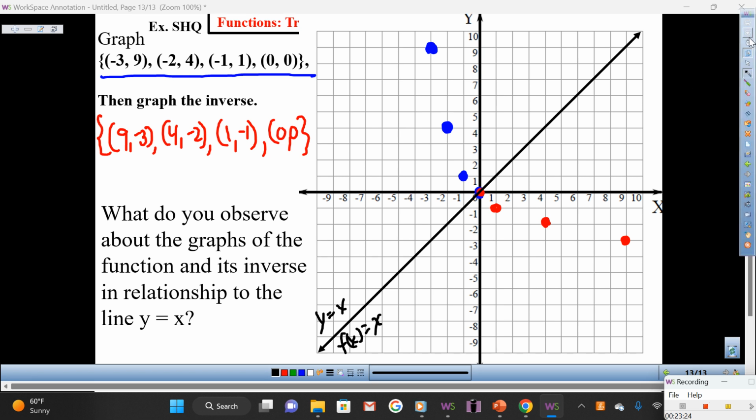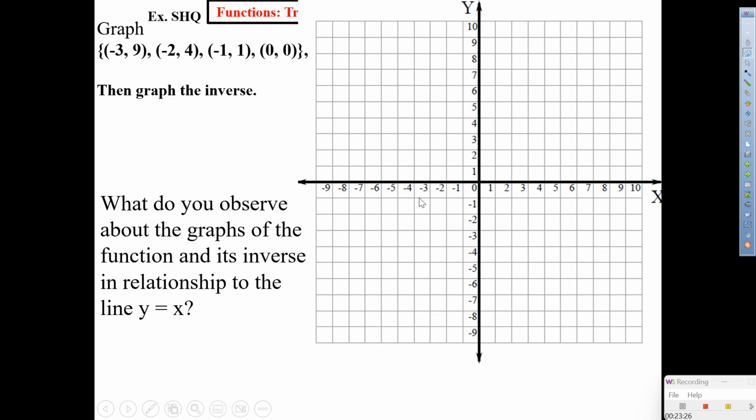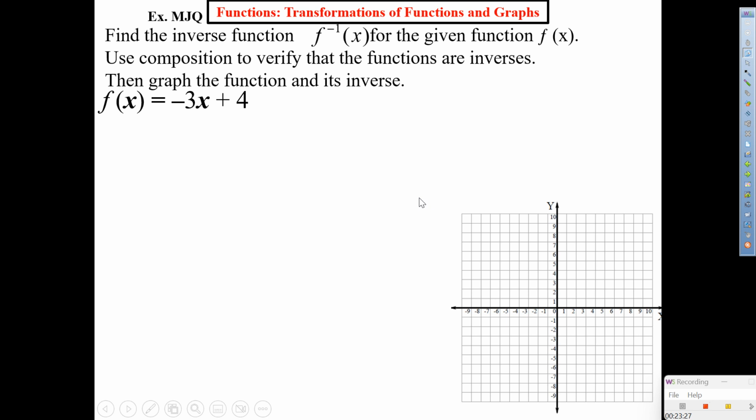All right, on your Cornell notes, write this down, please. Example MJQ. Write down the instructions, please, completely, so you can have one exactly how it is, because that's how the homework is going to go. And it reads, find the inverse function f inverse of x for the given function f of x. Use composition to verify that the functions are inverses. And then graph the function and its inverse. The function that they give us is f of x equals -3x plus 4. Copy that, please, on your Cornell notes.